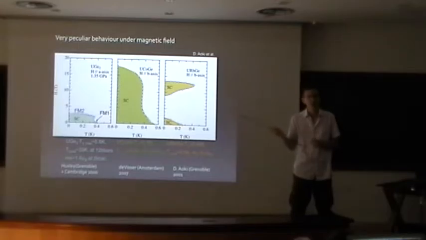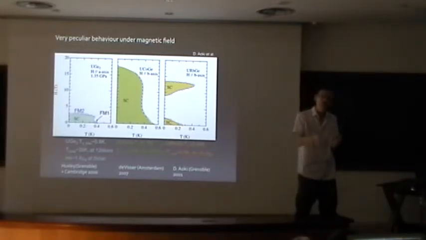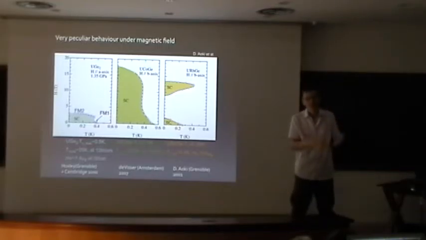You can see curvatures in the upper critical field. It's a very small effect, but it tells you that effectively the high-mass bands are probably the dominant band.